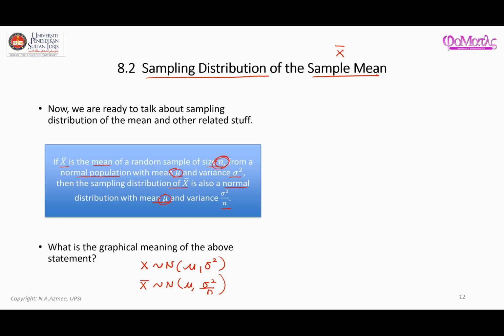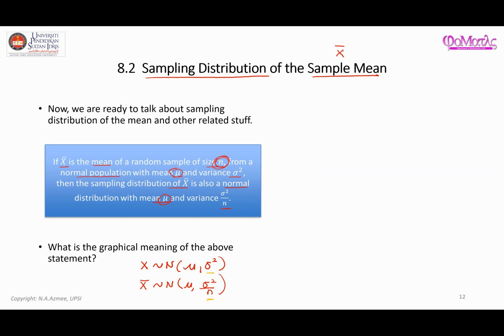So notice the difference between this one here and this one. In one glance, you can see that the distribution for x here has a larger spread of data because the variance here is bigger than this one. So here the variance is sigma squared over some value n. So in reality, this here will give a smaller spread of data.